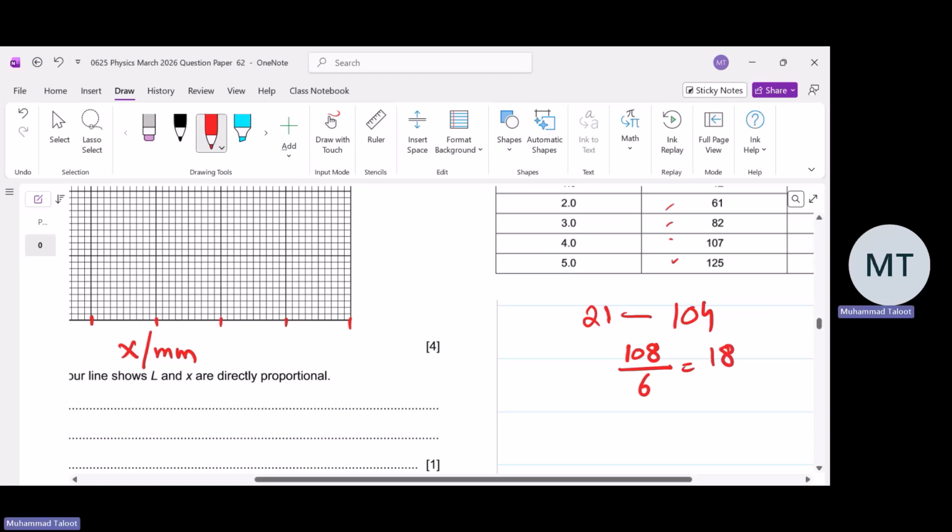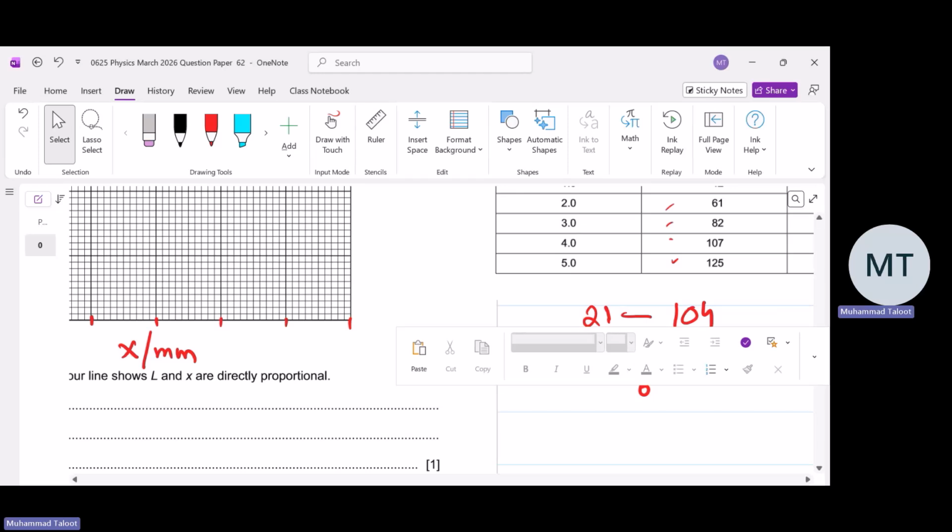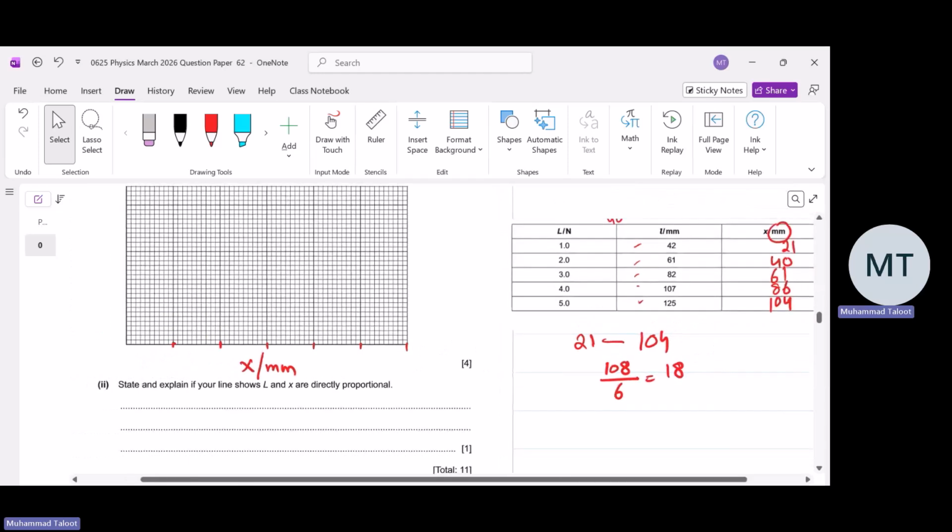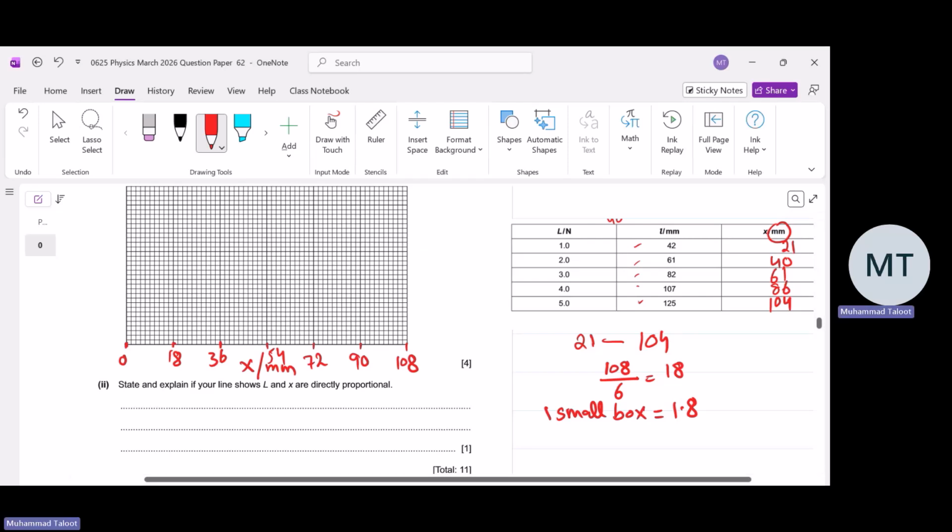If I divide it by 6, one jump of 10 small boxes will be equal to 18. So this indicates that one small box will be equal to 1.8. So here I am having 18, then it is going to be 36, then 54, then dear students it is going to be 72, then 90, and then 108. And here we have the origin 0, even 0 is here.